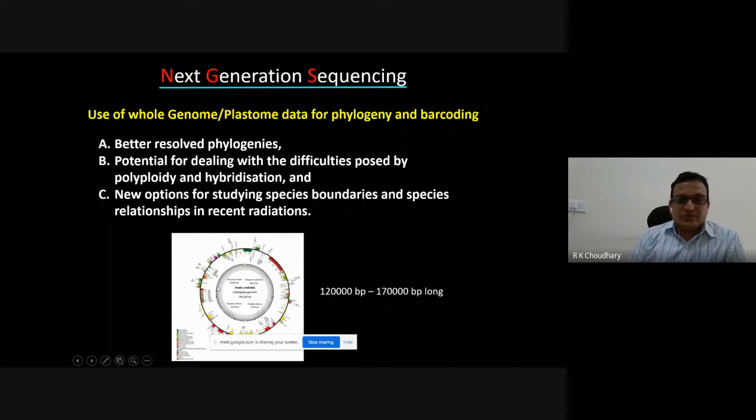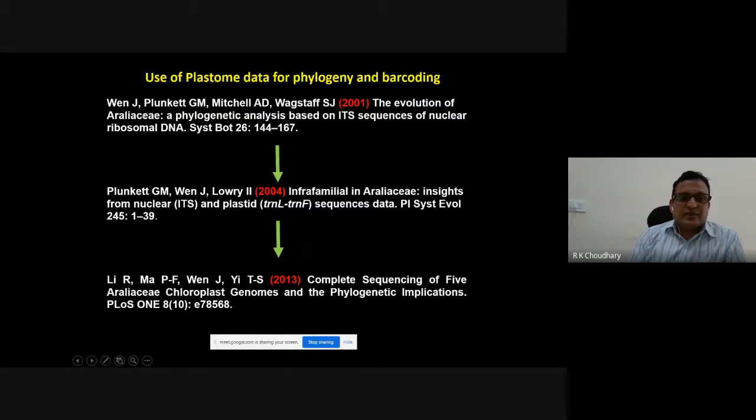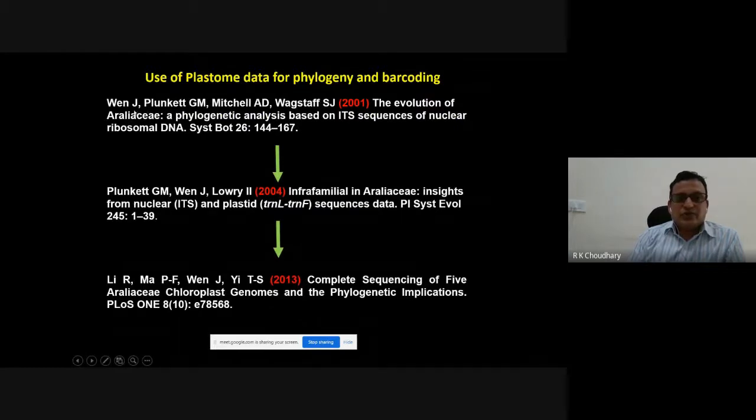So this is one of the plastome sequences which helped people to understand the phylogenetic relationship. There is a very famous lady taxonomist called June Wen.